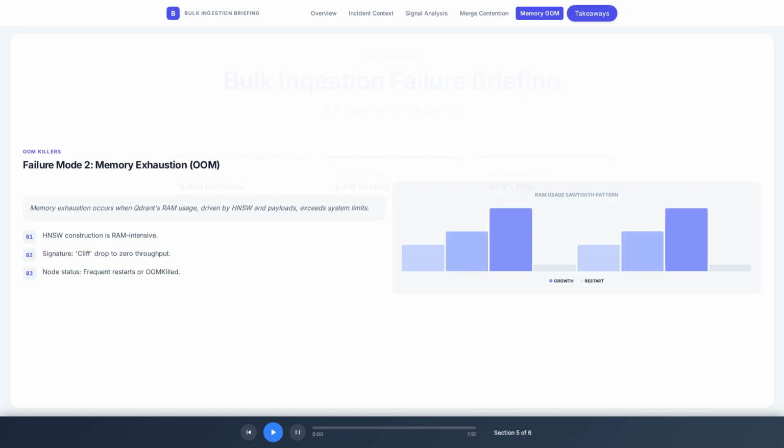How do you spot this? Well, you'll usually see throughput drop like a sharp cliff, and memory usage might look like a sawtooth, or it just keeps climbing. And you'll see OOM messages in your logs. You'll notice nodes restarting a lot, or they'll be marked as OOM killed. The segment count might not be that high, or it stays pretty steady. Exceeding RAM limits triggers the OOM killer. So the main takeaway here is this. When you run out of memory, your process crashes. You'll see that cliff drop and those logs. It's different from that merge contention we talked about.